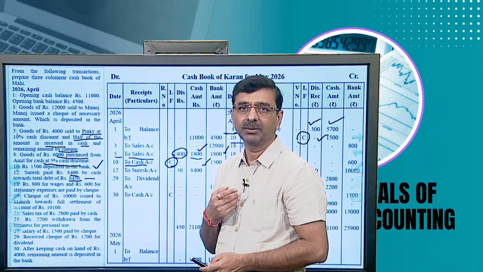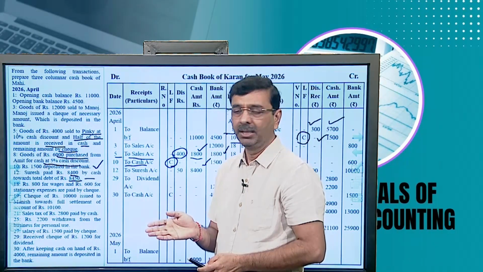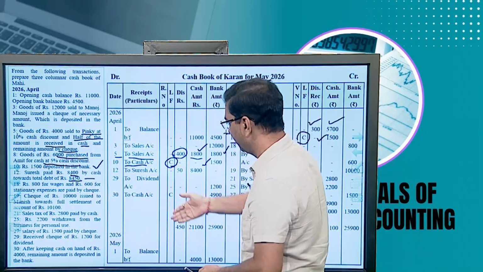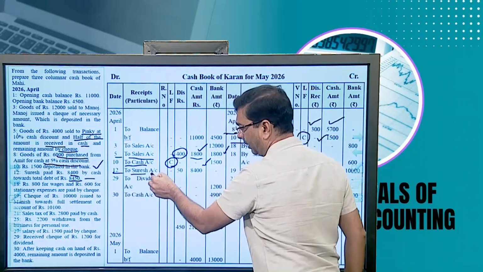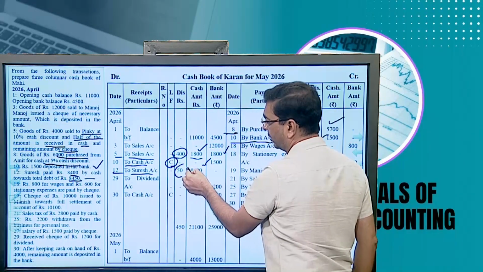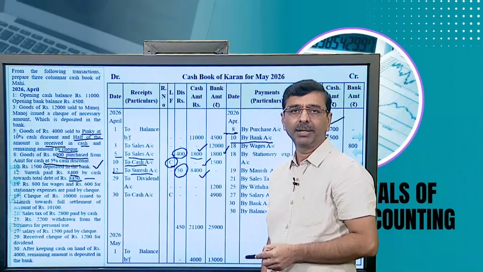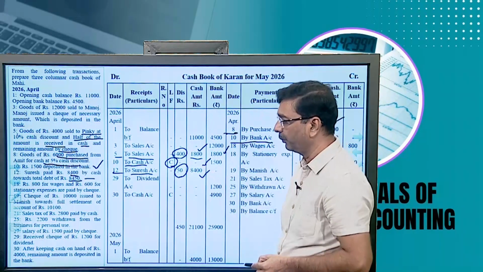It's our expense, so the discount allowed account is debited 50. Suresh is a giver, so by Suresh account. So it will be recorded on the receipt side. Date 12, to Suresh, 50, it's discount allowed. So debit, received cash 8,400. So in the cash column 8,400.